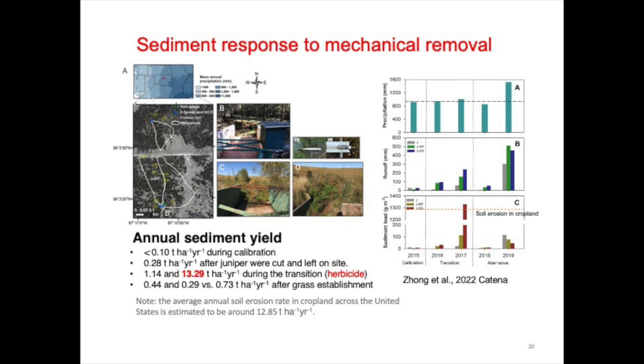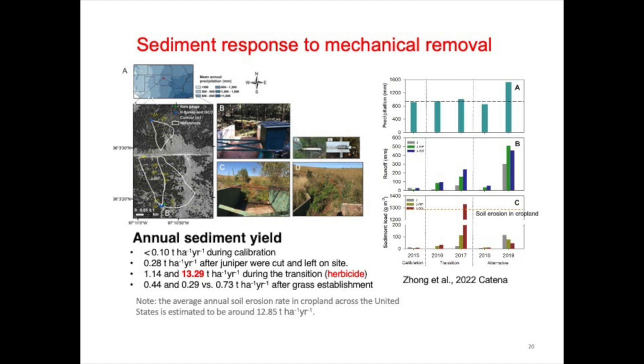So before, during the calibration, the sedimentation from those juniper woodlands actually was not very high. It's less than 0.1 ton per hectare per year. And when we cut the juniper and left them on site, it didn't change very much. We got 0.2 ton per hectare per year. But in the year we mulched them and pulled them off the site, we started to see some response, about 1.1 ton for that restored prairie. But the one where we applied herbicide went up to 13.2 ton per year.